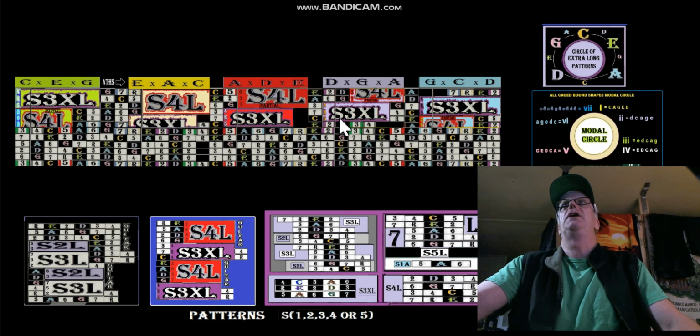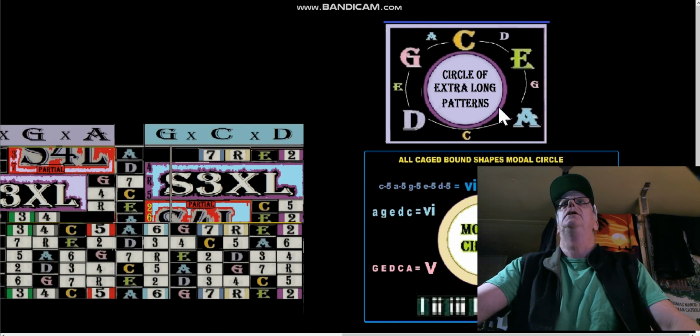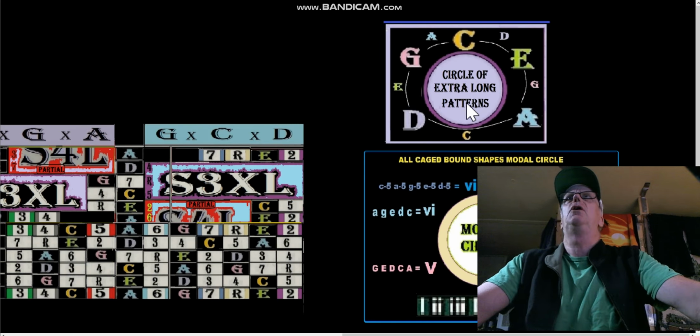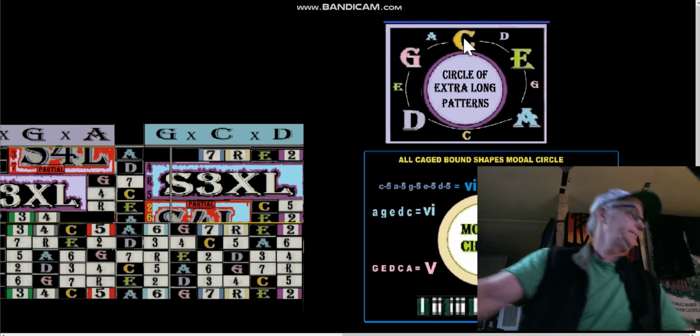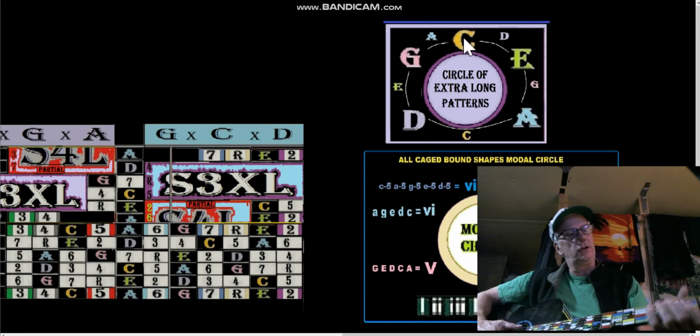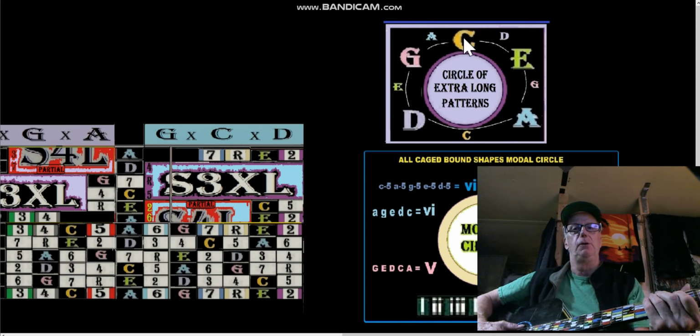the next cage up. So here's the modal. We're not going to talk about that. We're more interested in this, which is the circle of extra long patterns, which goes in fourths when we're ascending. So starting with extra long patterns, the C pattern will go in fourths.